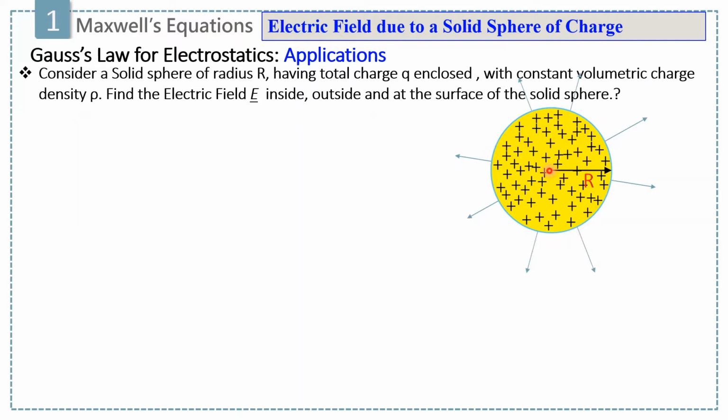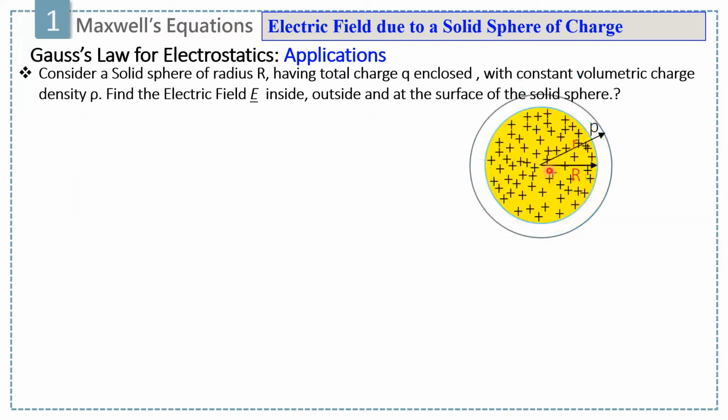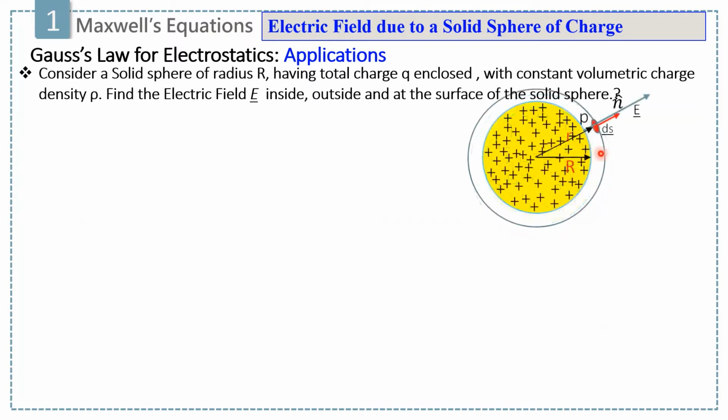Now, in the first case, we want to find the electric field outside of the sphere. For this, we consider a Gaussian surface of radius r, which is greater than the radius of the sphere. And we take a point P where we choose a surface area dS at point P on which the electric field is normal to the surface area. And the angle between the electric field and the surface area is 0.